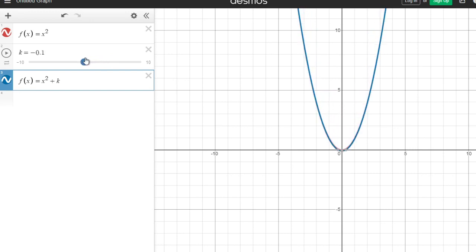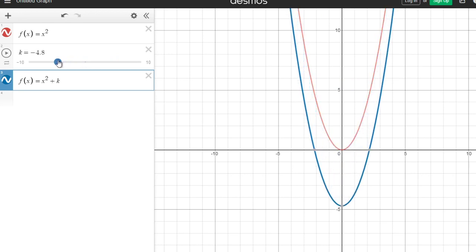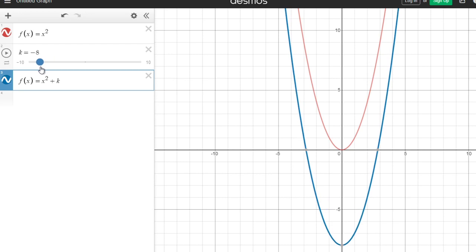Do you see how it's not actually getting any wider or narrower? It's just moving, isn't it? It's going up as my k value goes up. What about when I go backwards? Do you see how it's not getting any wider or narrower? It's just moving down.